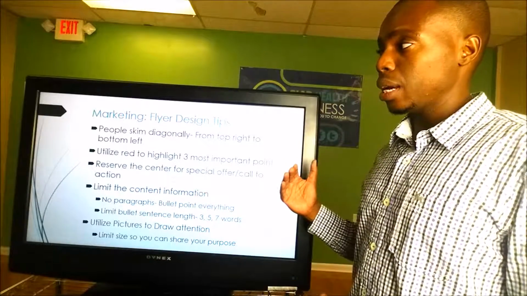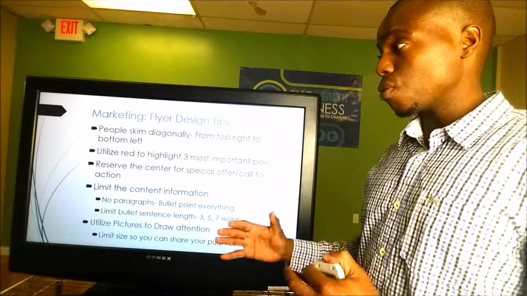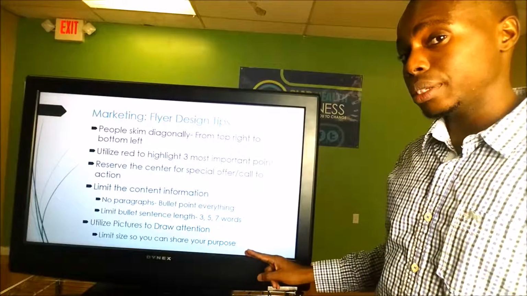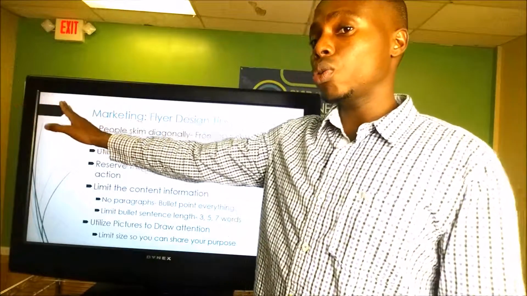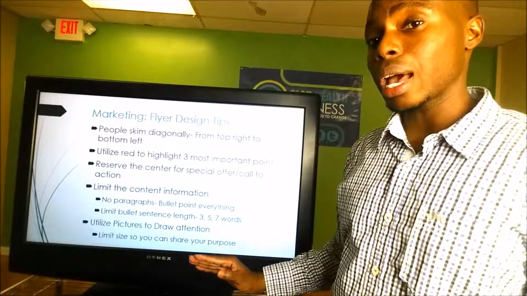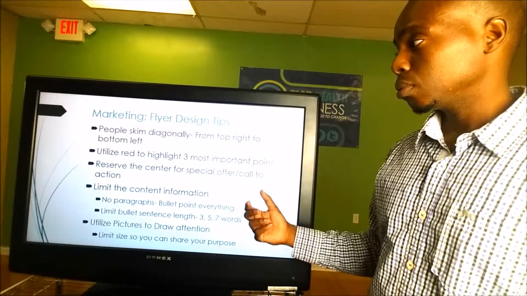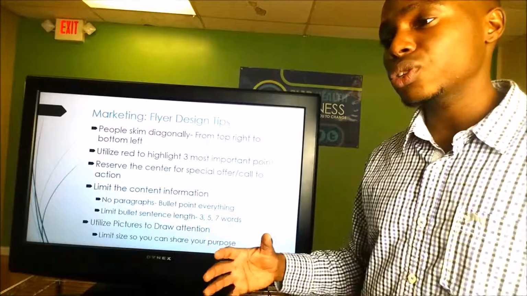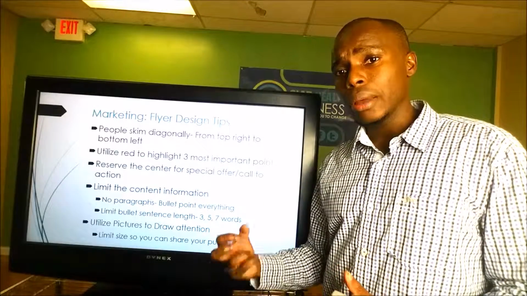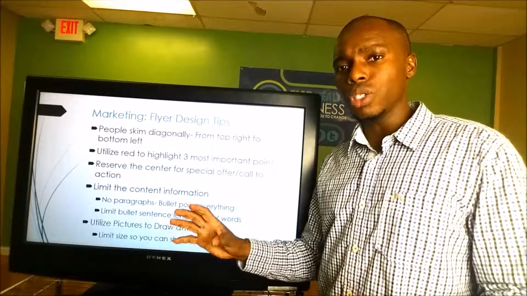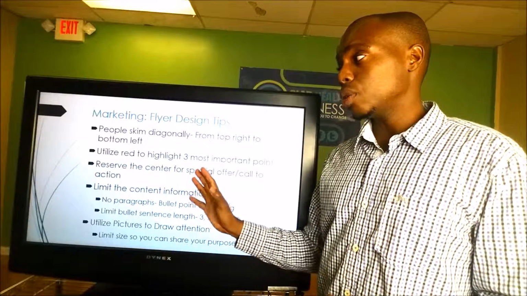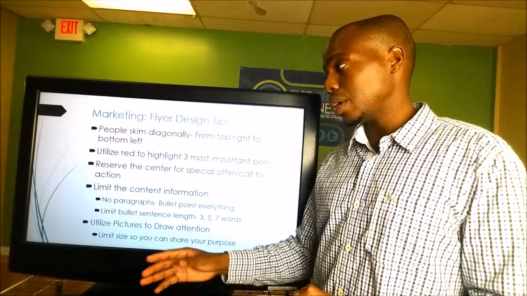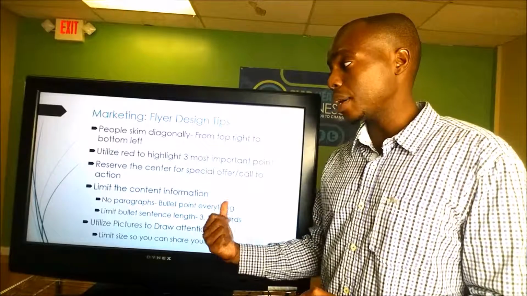Now, the way that flyers are read by everyone, people skim from the top left-hand corner to the bottom right. So you want to follow that line when you're designing your flyer. You can utilize the color red to highlight certain things. Red is a very, very powerful color, and it should be used sparingly. You can use it to highlight the three most important things on your flyer, which we're going to talk about on the next slide.